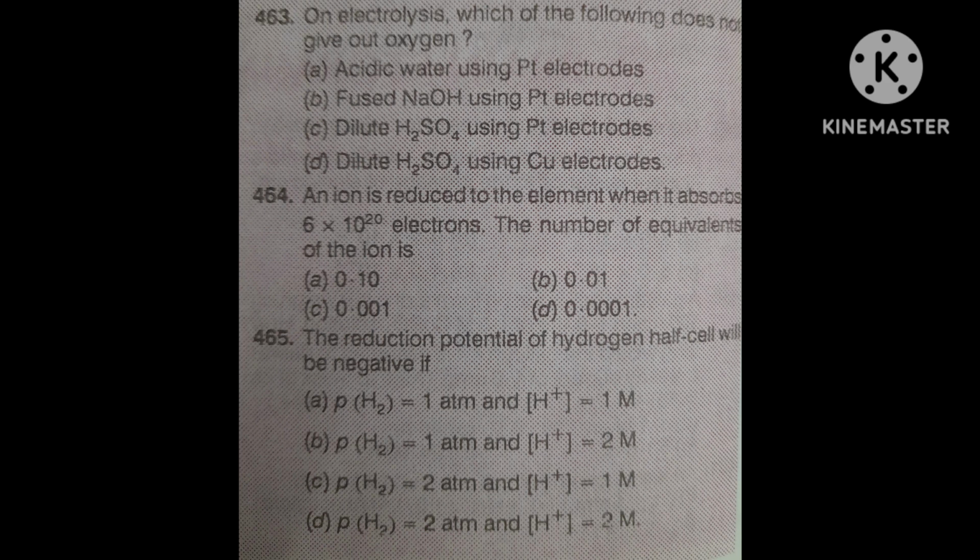Again I am reading the question one more time. An ion is reduced to the element when it absorbs 6 into 10 to the power 20 electrons. The number of equivalents of the ion is: first option 0.10, second 0.01, third option 0.001, fourth option 0.0001. Just think, easily you can answer this question. In 15-20 seconds you can answer. Think fast.